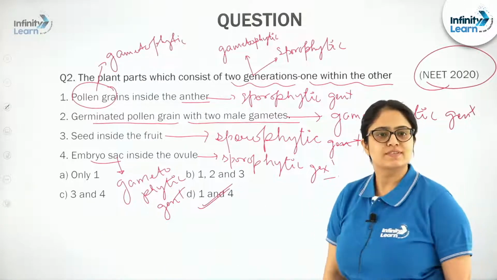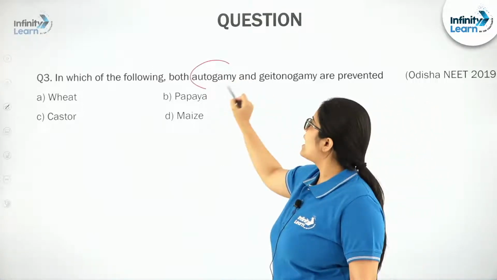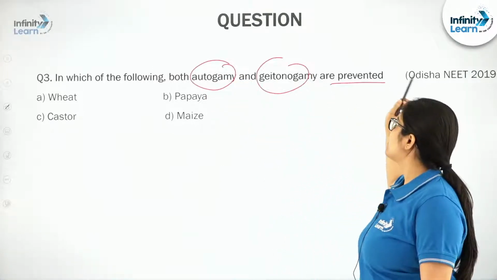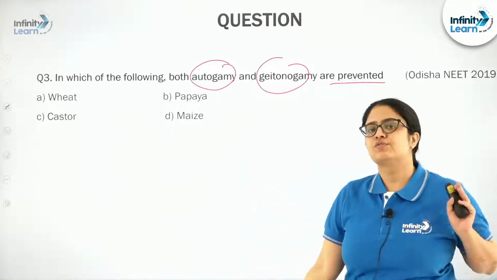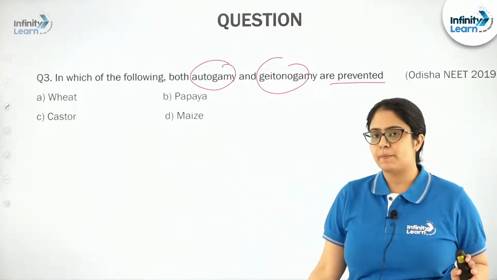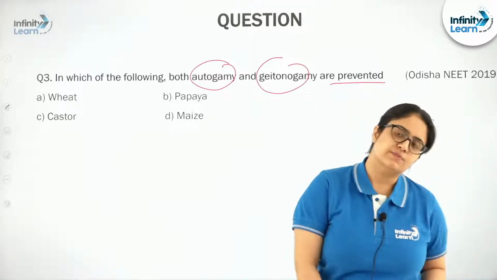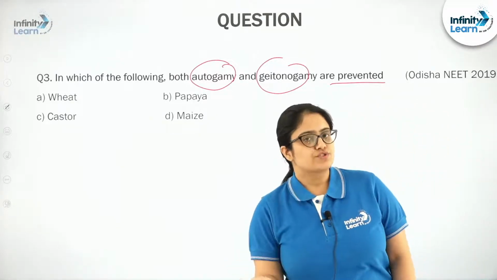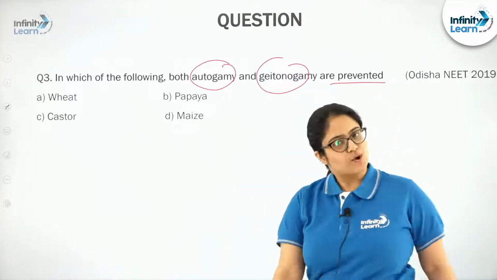Hope this helps. Next, in which of the following both autogamy and geitonogamy are prevented? Very good question. But to jump on the answer, I want to teach you before this some important terms. So, let us revise those important terms with me. What is a dioecious plant and what is a monoecious plant? Only then you will be able to answer this question, right.